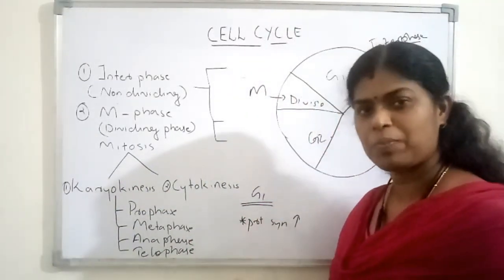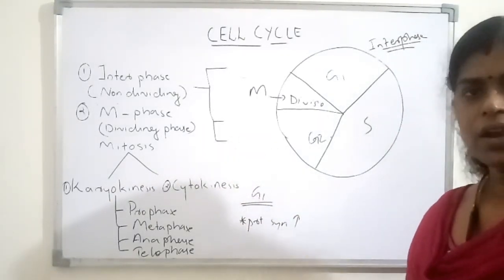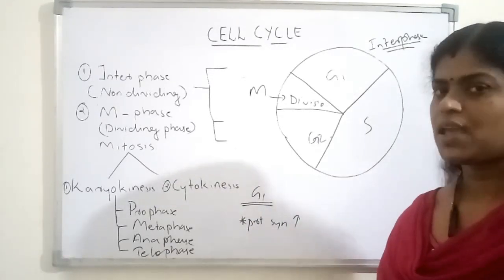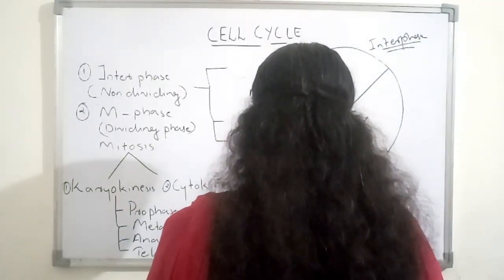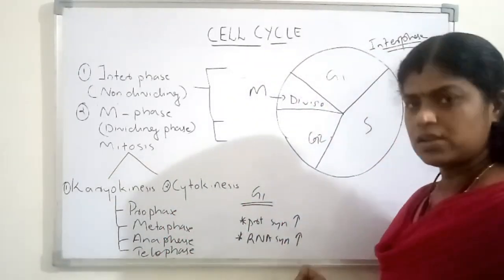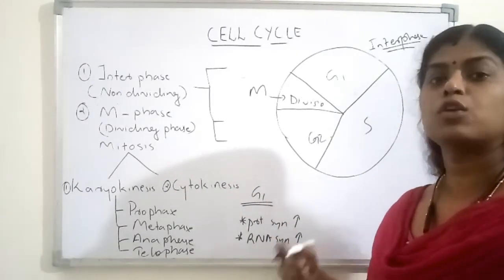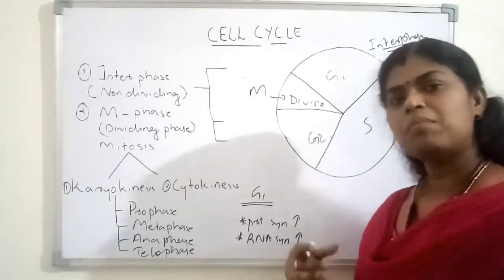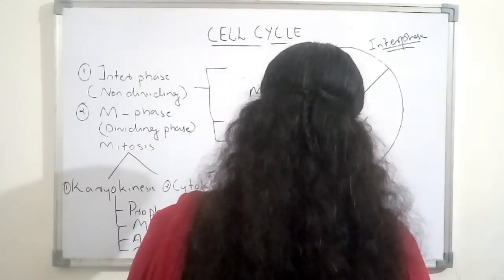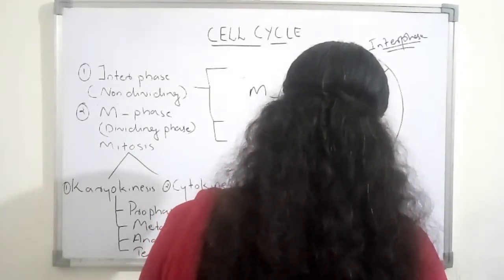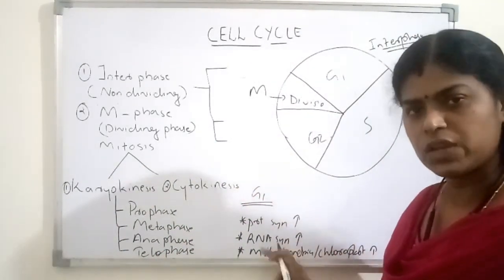And how are the proteins prepared? The proteins are prepared by means of RNA. 3 types of RNAs are there. By means of RNA, the protein can be synthesized. So the RNA synthesis is also taking place in G1 phase. RNA synthesis will increase in G1 phase, okay? And in plant cell, the chloroplast will divide, and in animal cell, the mitochondria will divide. The division of mitochondria, and the chloroplast that you can see in plant cell, these two will happen again in G1 phase, okay?